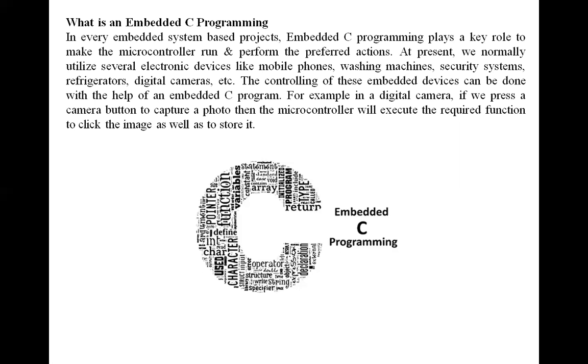Once the microcontroller recognizes that, it will immediately enable the camera to take a snap. Immediately that snap will get copied into the memory, and the microcontroller permits storing that image into the memory also. So this action is carried out by the microcontroller, which executes a set of programs to carry out this action. Such things happen with embedded C programming, right?